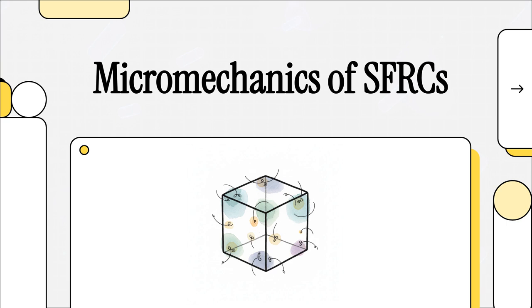Short fiber reinforced composites, or SFRCs, are honestly absolute game changers in modern engineering. They give us incredibly high strength and stiffness compared to plain polymers, and they're quick and cheap to manufacture. But predicting exactly how strong or stiff they'll be, well, that is where the real challenge lies.